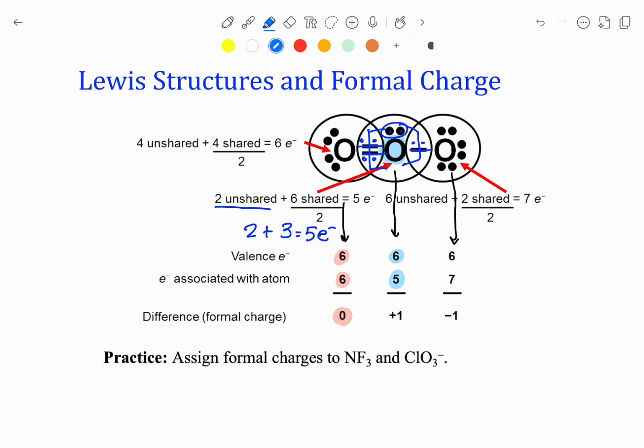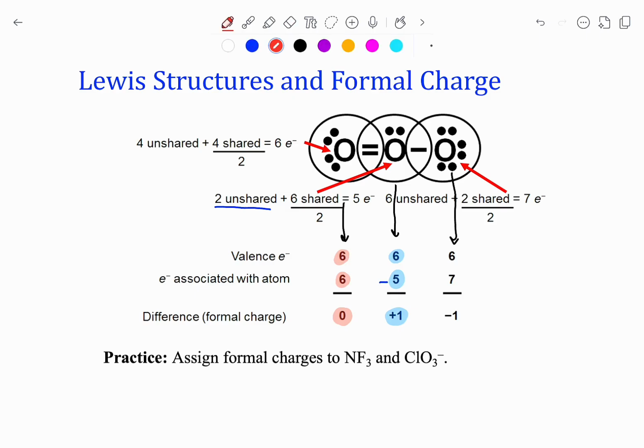Now to calculate the formal charge, it's going to be 6 minus that 5. So our valence electrons minus the associated electrons. We calculated the associated electrons to be 5. So I'm going to do 6 minus 5. And that gives me a formal charge of plus 1. Okay, so the middle oxygen has a formal charge of +1. So even though they're both oxygens, they can have different formal charges because they have a different number of associated electrons with them. Okay, let's do our last oxygen.